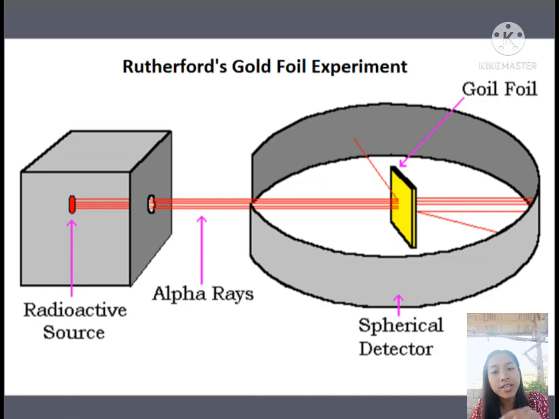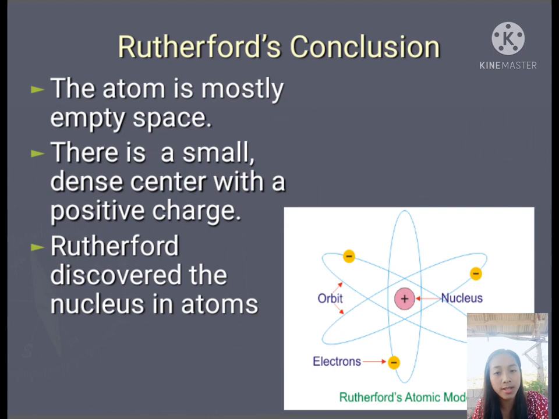Then, after his experiment, he made a conclusion. So the atom is mostly empty space. For him, the atom is mostly empty space. Then there is a small dense center with a positive charge. So the atom has a part that is small and dense, and it is positively charged. Then Rutherford discovered the nucleus in the atom. So the small dense center is the nucleus of an atom. So he discovered the nucleus of an atom.